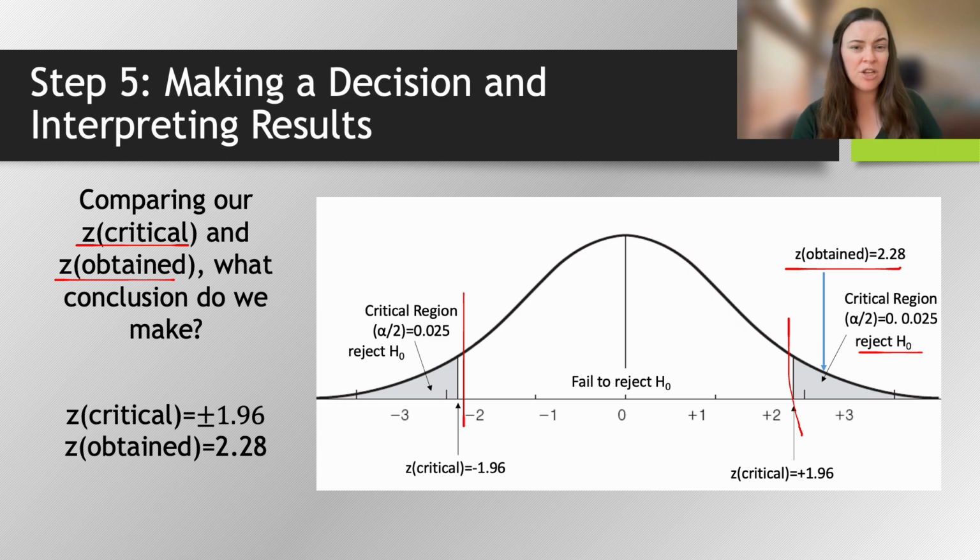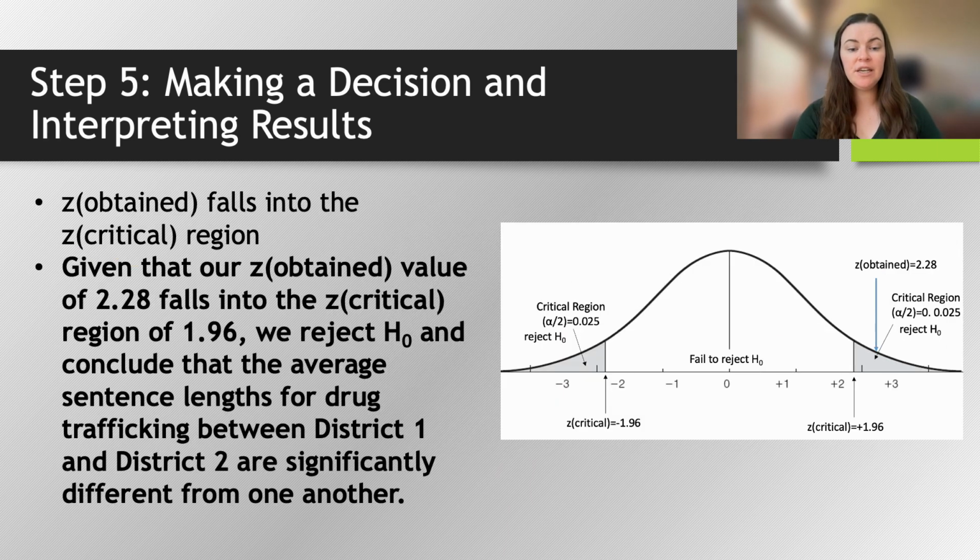And so what implications does this have for our actual problem? Given that our Z obtained value of 2.28 falls into our Z critical region of 1.96, again, we're in this shaded region here on the positive end of our distribution, we reject our null hypothesis and conclude that the average sentence lengths for drug trafficking between District 1 and District 2 are significantly different from each other. So again, we are essentially affirming what we had in our research hypothesis.